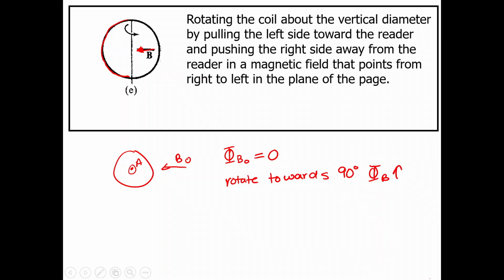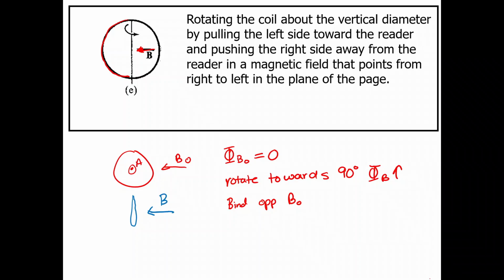Since our flux is increasing, we need our induced magnetic field to be in the opposite direction. We need to oppose. We need to undo the increase. So our B induced is going to be in the opposite direction as B0. But this is kind of weird because our current in our loop, none of this is kind of aligned because we're rotating. So I'm going to picture that we have actually already rotated it so that our loop is here and our B0 is going this way.